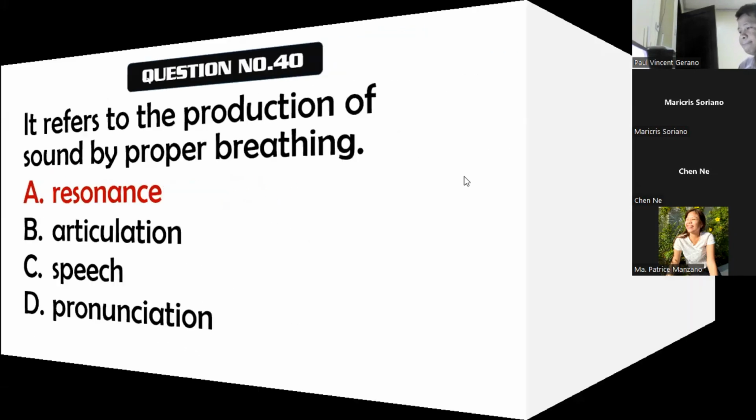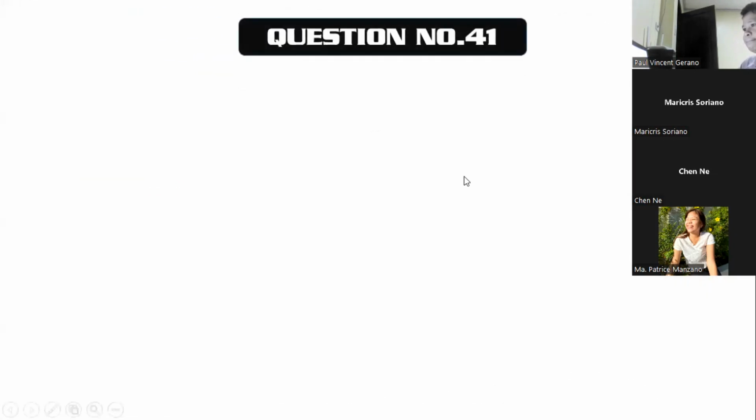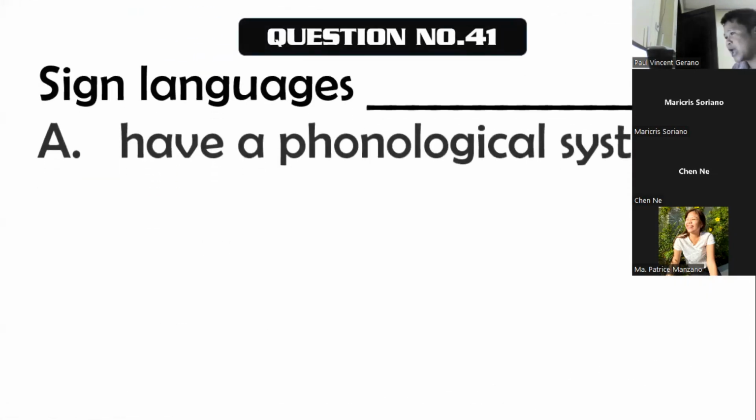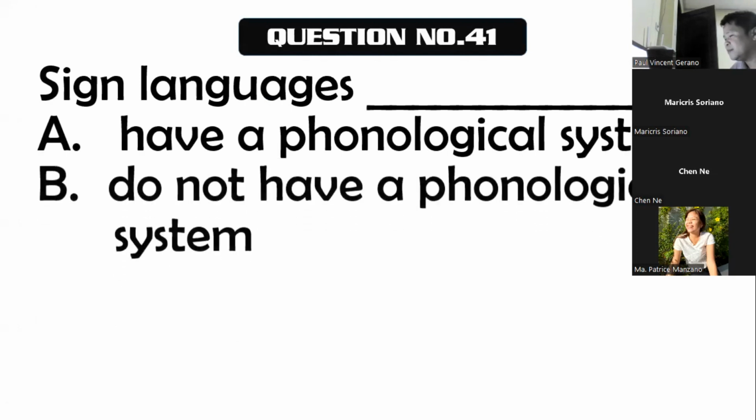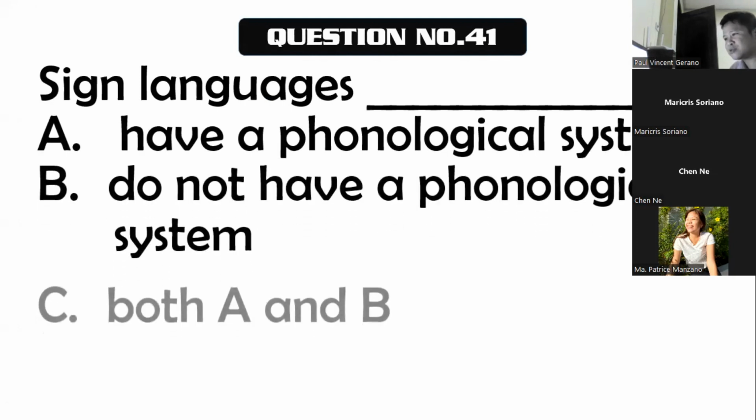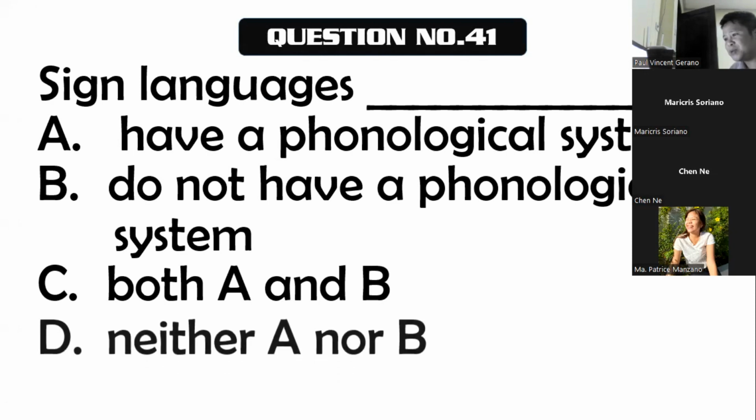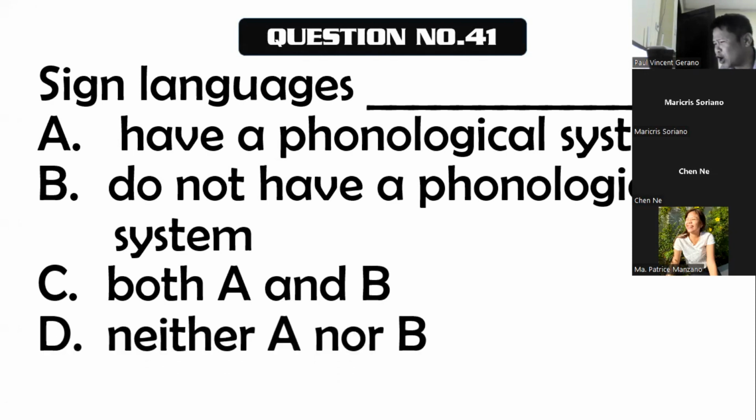41. Sign languages, A, have a phonological system. B, do not have a phonological system. C, both A and B. D, neither A nor B. Remember phonology? When you say phonology, classification of sounds, the study of sound. But we are talking here of sign language. Walang sound. So ano? Ang sign language ba may phonological system o wala?